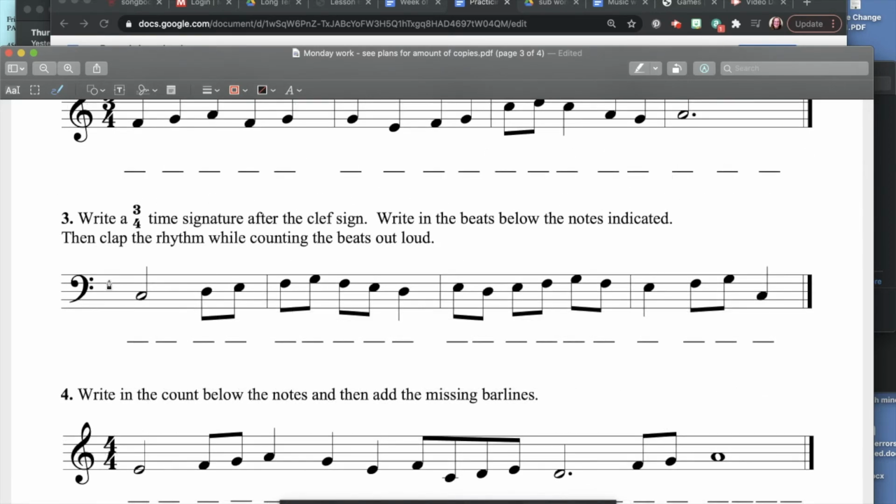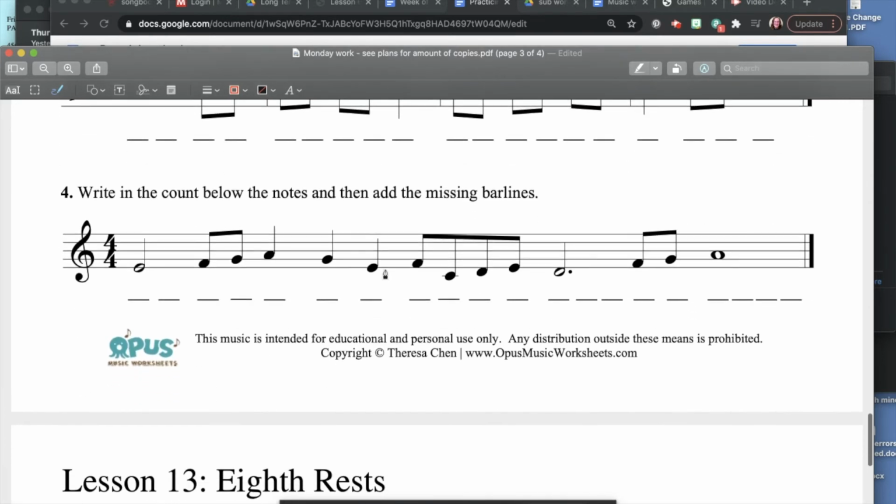Again, this one's going to be 3/4. So you'll write your 3, 4 underneath there, and then you'll need to write in your numbers. That half note's going to be 1, 2. Here will be 3 and. So don't think 1, 2, and. This one gets 2 beats, so it gets the number 1 and the number 2, and then 3 and. And then you can continue the rest.